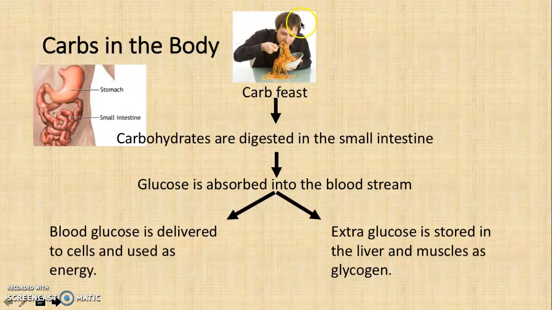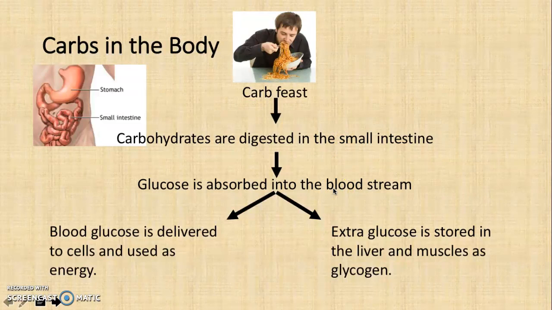When this guy eats his carb dinner, the main site of digestion for those carbohydrates is going to be the small intestine. Not the stomach, but all the way past the stomach in the small intestine, that's where the carbohydrates are typically broken down. We take these complex carbohydrates in our small intestine and break them down into their simplest form, which is glucose, or monosaccharides. Once they're monosaccharides, two things can happen to that glucose. It'll go from the small intestine into the bloodstream, or the circulatory system.